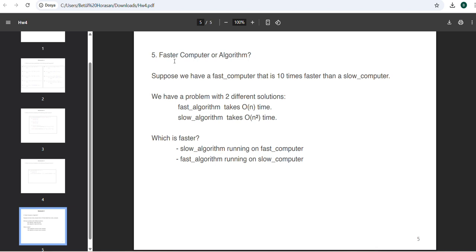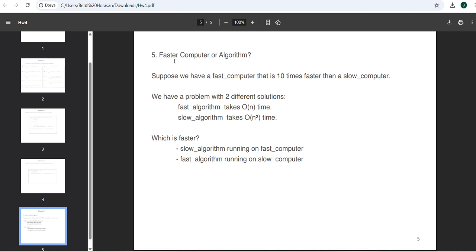And second, the fast algorithm on a slow computer. The algorithm runs in O(n) time, and so the execution time is n. To determine which is faster, we compare n²/10 versus n. For small values of n, the slow algorithm on the fast computer might seem competitive. However, as n grows, n² increases much faster than n, making the fast algorithm the better choice.